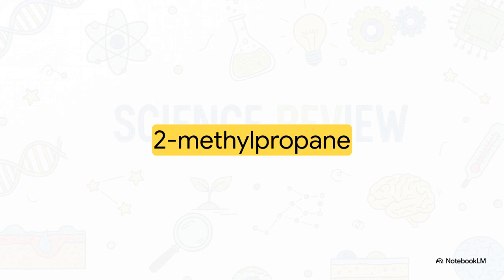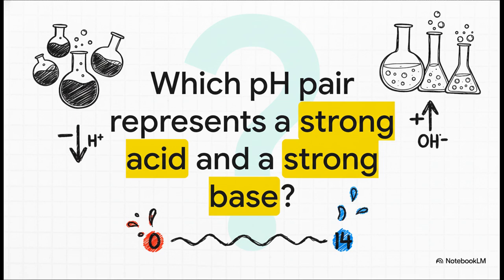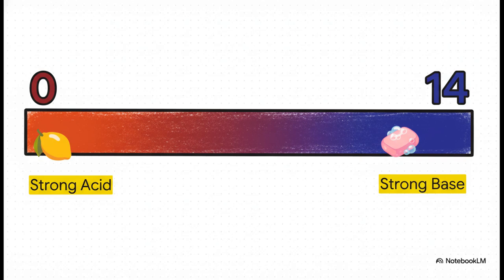Totally systematic. Let's jump back to general chemistry with a question about the pH scale. You were asked to spot the pair of values that would represent a strong acid and a strong base. And this is super straightforward, right? Think of the pH scale like a ruler from 0 to 14. The really, really strong acids, they live way down at the bottom, with pH values close to 0 or 1. And the really strong bases, they're at the complete opposite end, way up top, with pH values close to 14.